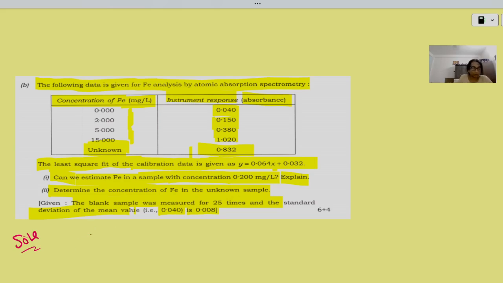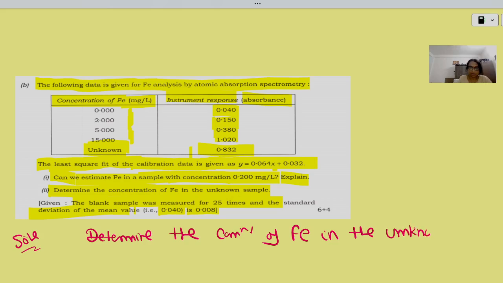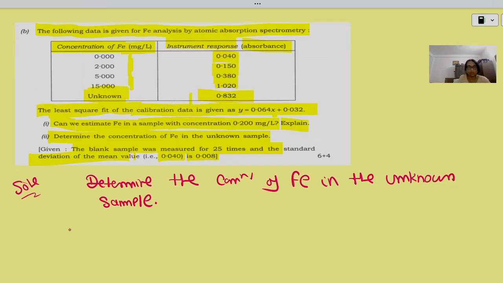Now the problem is to determine the concentration of iron in the unknown sample. First we will find which values are given. In this question the given values are in the table, and also this is a given value.